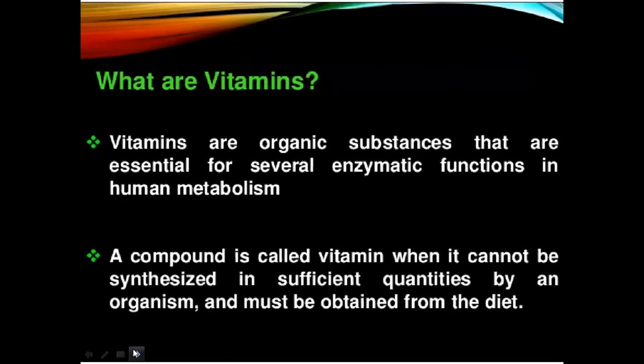And what is a vitamin? Vitamins are organic substances that are essential for several enzymatic functions in human metabolism. A compound is called a vitamin when it cannot be synthesized in sufficient quantity by an organism and must be obtained from the diet.